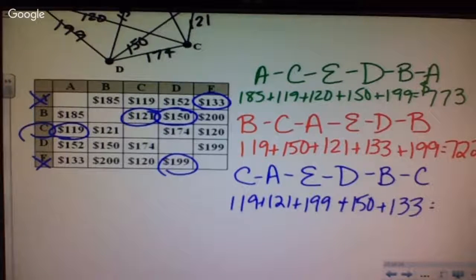Wait. So what? Wouldn't that be the same? 722 again.